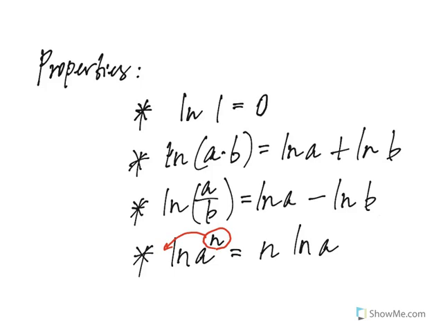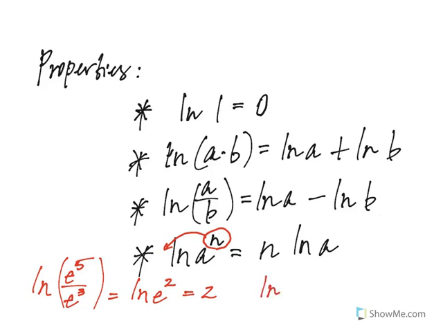The third one here, if you've got the natural log of e to the fifth over e to the third, that fraction there can be reduced to the natural log of e to the second. Two more on the top than I do on the bottom, which is equal to 2. I could also break this up to show you the right-hand side. The natural log of e to the fifth divided by e to the third is equal to the natural log of e to the fifth minus the natural log of e to the third, which is 5 minus 3. That also gives you 2, so the right does match the left.